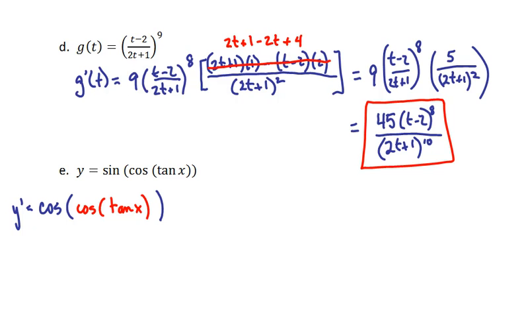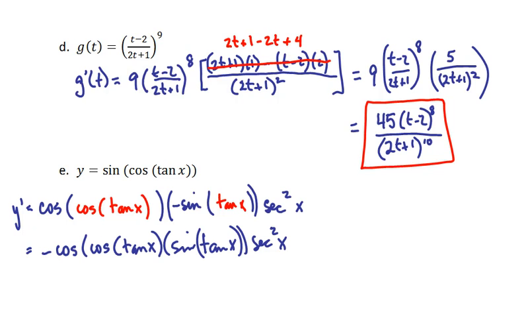Now we're going to have to take the derivative of the middle function, which is cosine, and the derivative of cosine is negative sine, and we leave its inside alone, so that becomes negative sine of tangent of x, and then we need the derivative of tangent of x, which is secant squared of x. So if I was going to simplify, bring out the negative to the front, and that should do it. That's the answer for that problem.